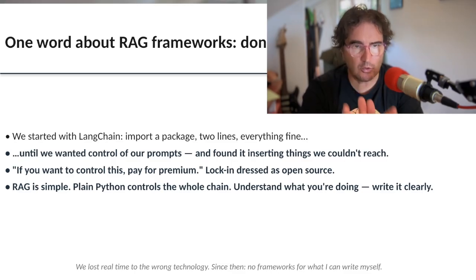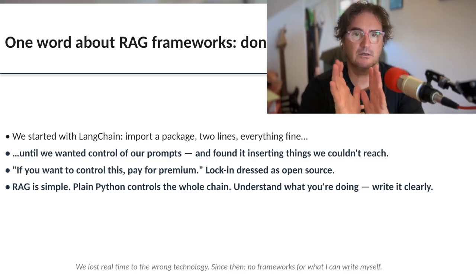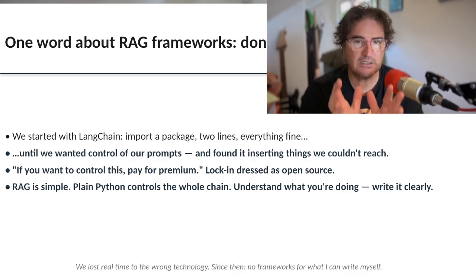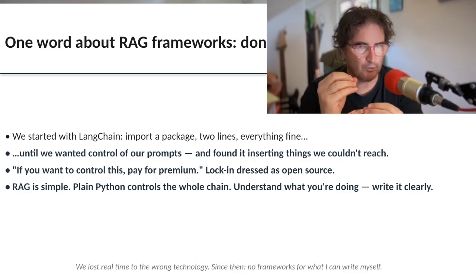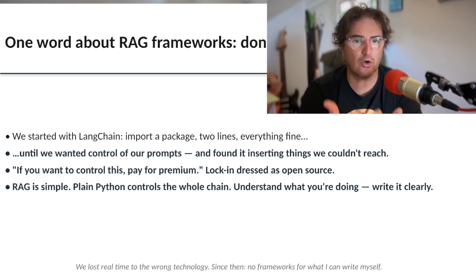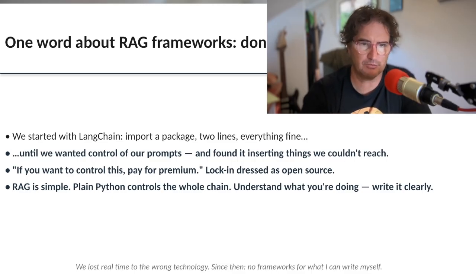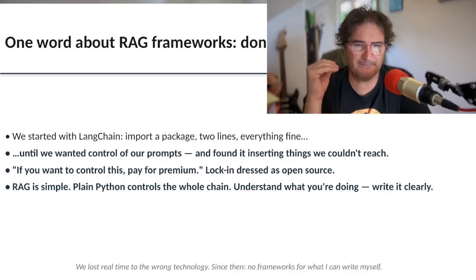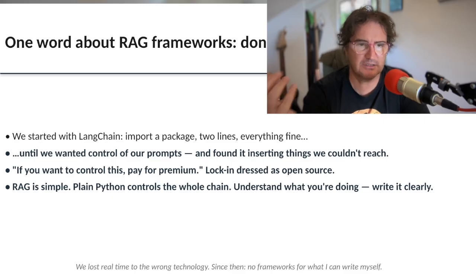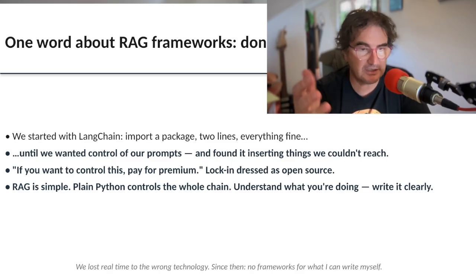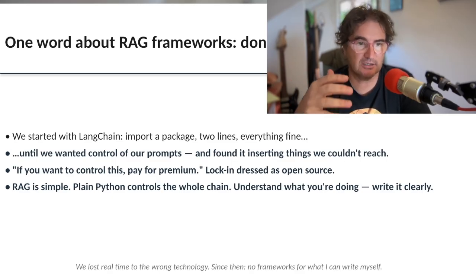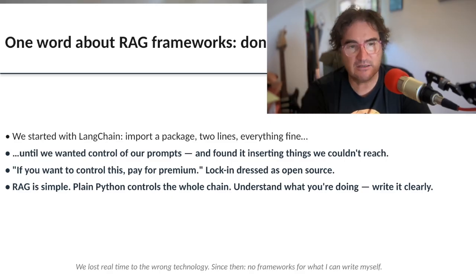RAG is so simple. You don't need frameworks. By using plain Python or really simple libraries, you can control all the RAG. So don't use things like LangSmith or LangChain or all of these platforms. They all say that they are open source, but actually they're not. They're trying to lock you in technologically, and if you want to scale or really control your product, then they're going to ask you for money. They want to lock your product in their framework.